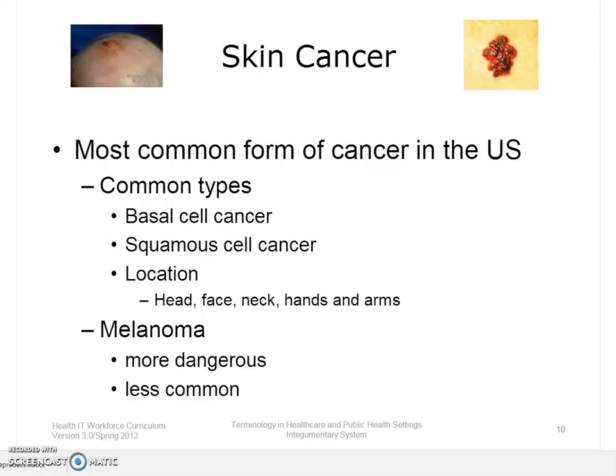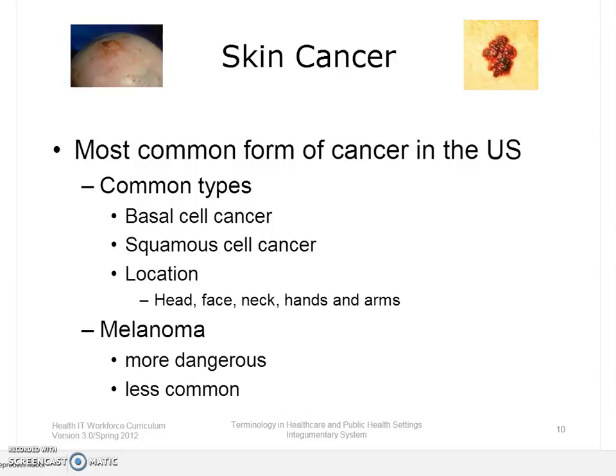The next integumentary system condition that we'll explore is skin cancer. Skin cancer is the most common form of cancer in the United States. Each year, about 1 million people in the U.S. find out that they have skin cancer. Skin cancer is 100% curable if found early and treated right away.